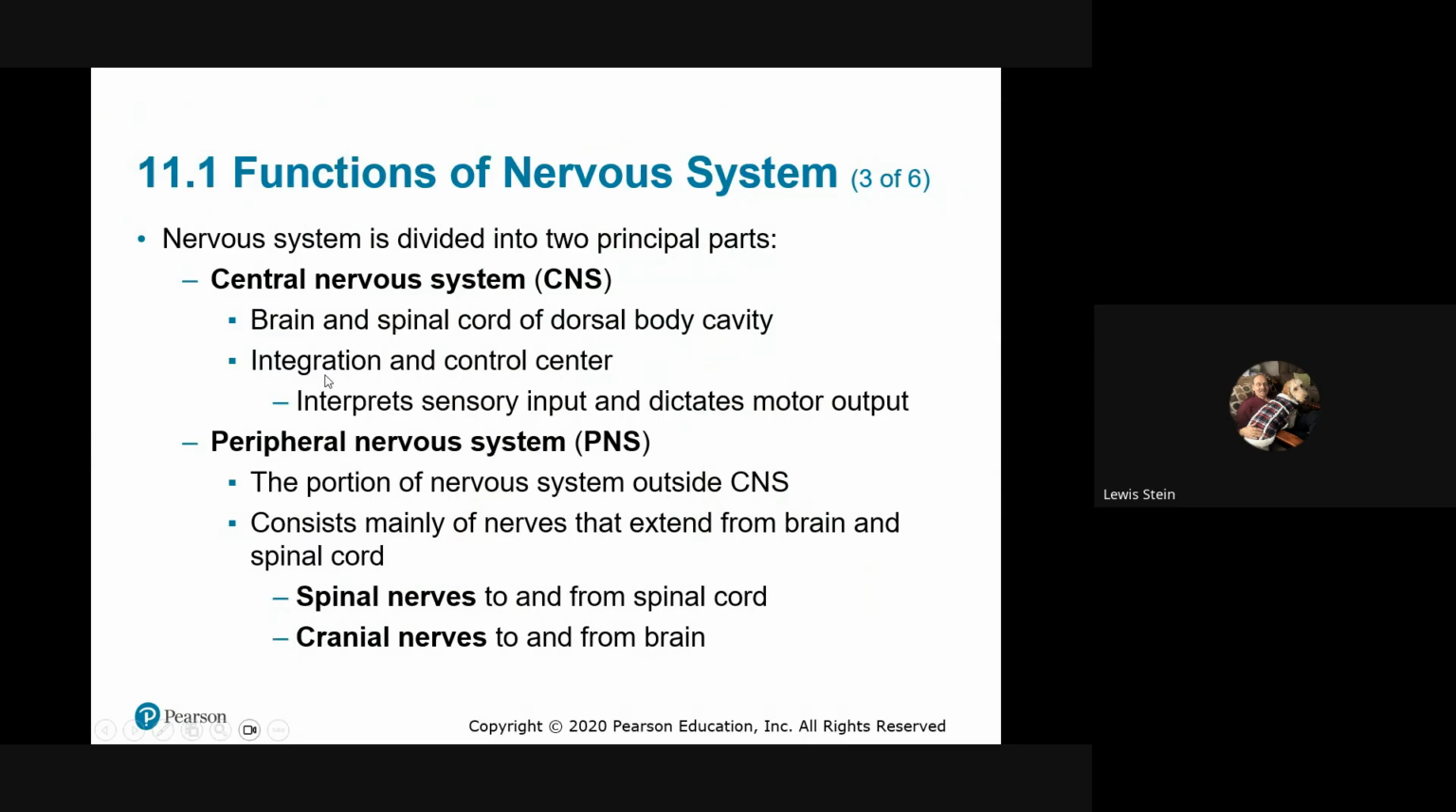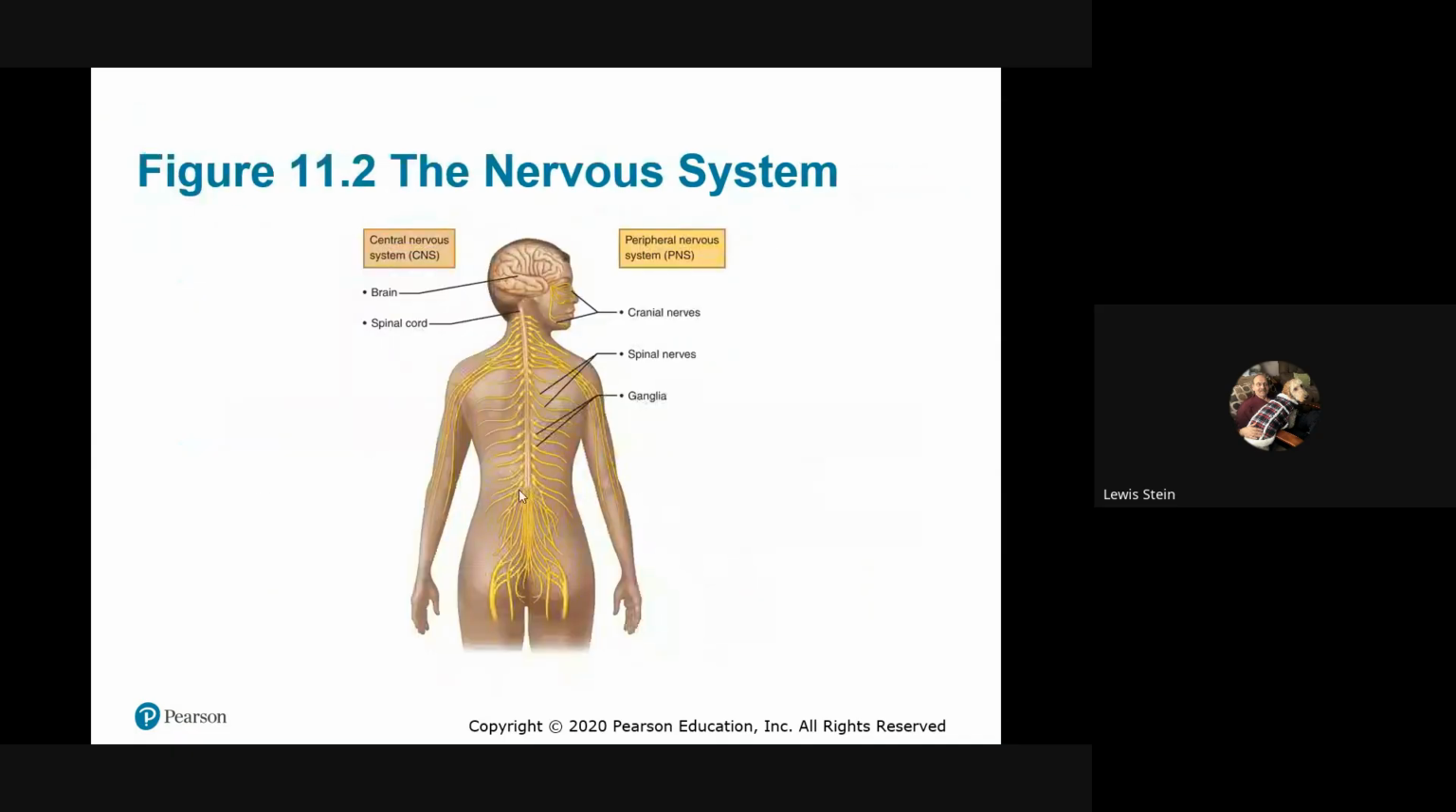So integration and control center. That's what it does. And really it's receiving the data and it's acting upon the data, but it takes a lot of processing. The peripheral nervous system is anything that protrudes. And it does so by way of nerves, whether they're from the brain, cranial nerves, or from the spine or spinal cord, peripheral nerves. Okay, that's the 2 divisions. We are not going to really look at the peripheral nervous system other than some descriptions and some comparisons, which will start a little bit today.